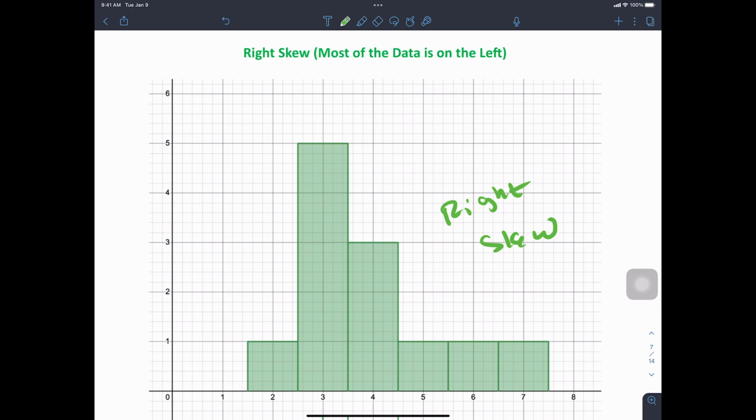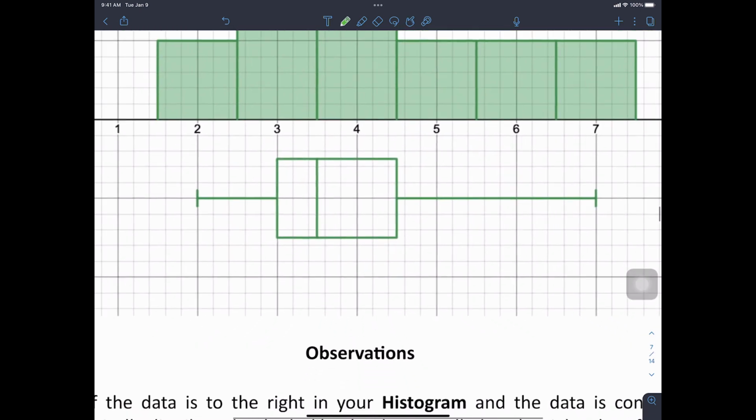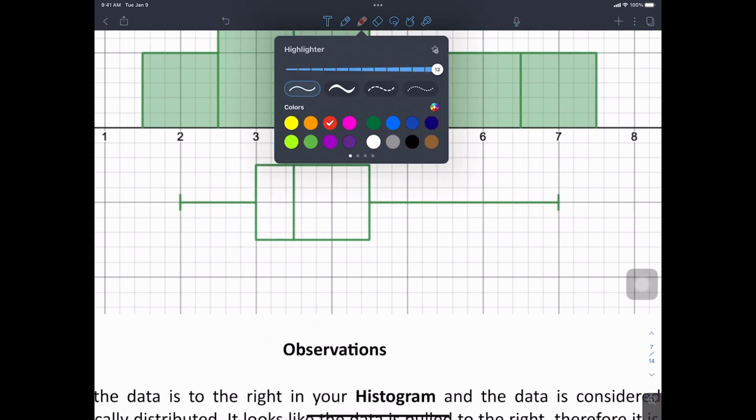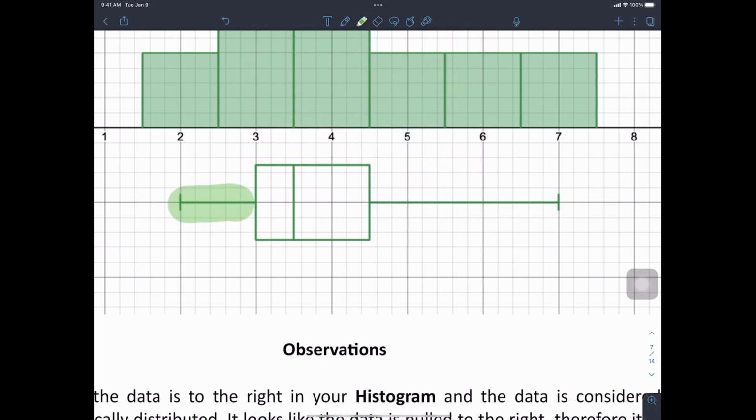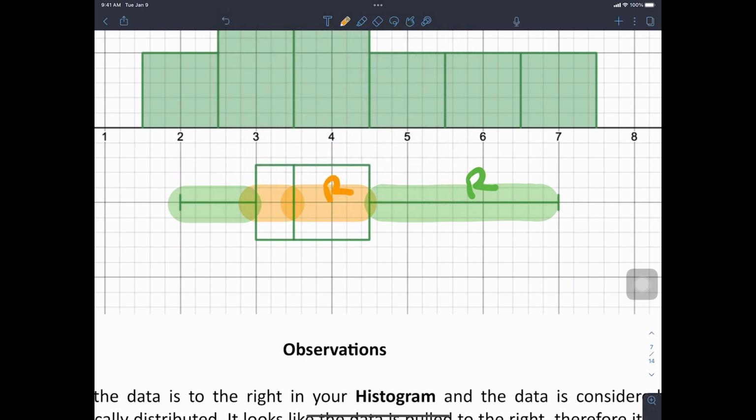Let's look at the box plot. What do we notice? Let's look at the whiskers. My left whisker length versus the right whisker length. What do you guys notice? Yeah, the right whisker's longer. And then what about the median to the third quartile? Isn't that longer than the first quartile to the median? So here's what I want to say. This tells me it could be a right skew. This tells me also it's a right skew.